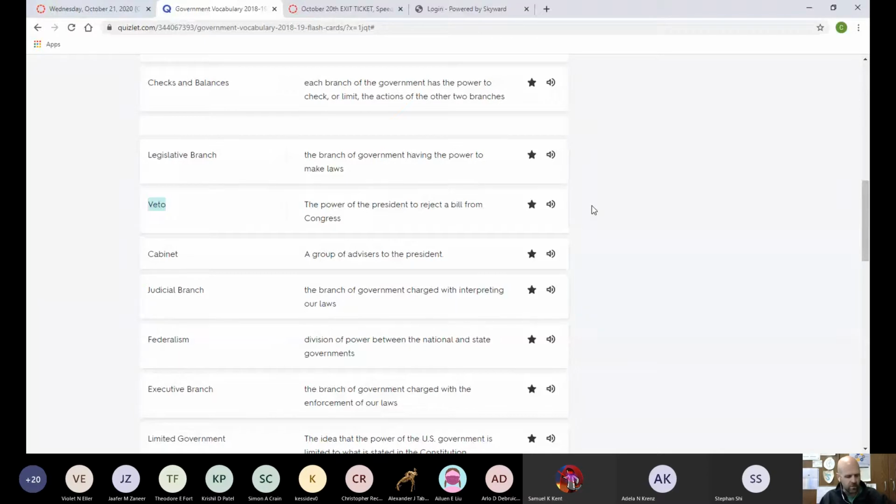Does anybody know, you can just raise your hand, what is needed in Congress to override a presidential veto? Cassidy? Isn't it 2/3 of Congress has to agree? That's correct. So 2/3 or roughly 66% repeating would have to approve it in the House and the Senate for the veto to be overridden.